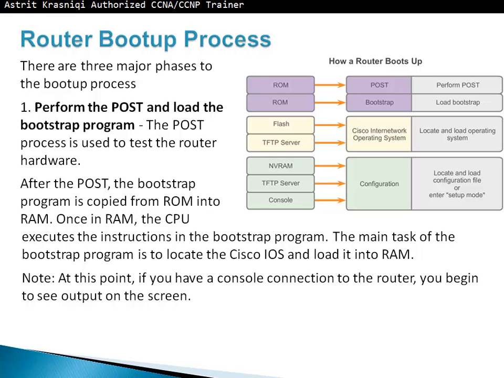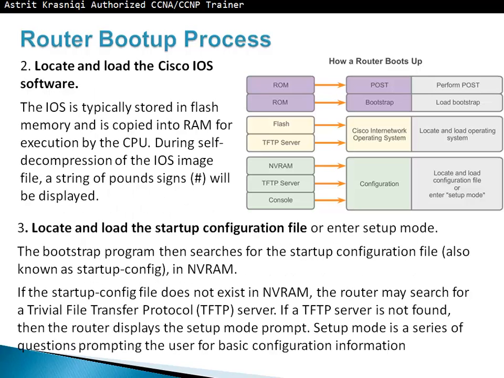So it's asking the bootstrap what to do next. The bootstrap says, okay, go to flash. Your job is to load up the IOS. You can find it from flash, or you can find it from a TFTP server. At this point, we should see some kind of messages in the console when connecting to the router. You should start seeing some output.